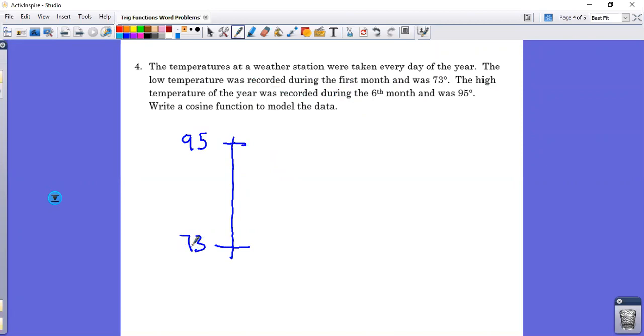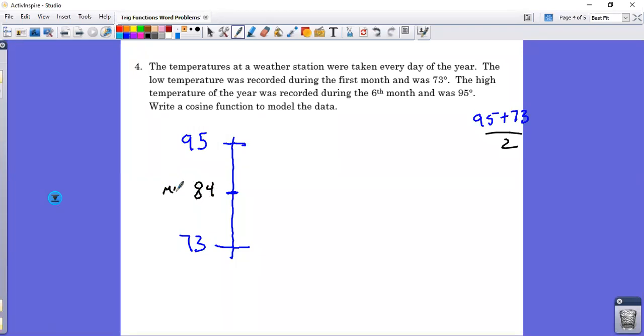Well, if we know the low and the high, we can get the midline, right? It has to be right in the middle. So if you want the middle of 2 numbers, you add them together and divide by 2. So 95 plus 73, you just find the average of them, right? Add them together, divide by 2. So the middle must be 84.